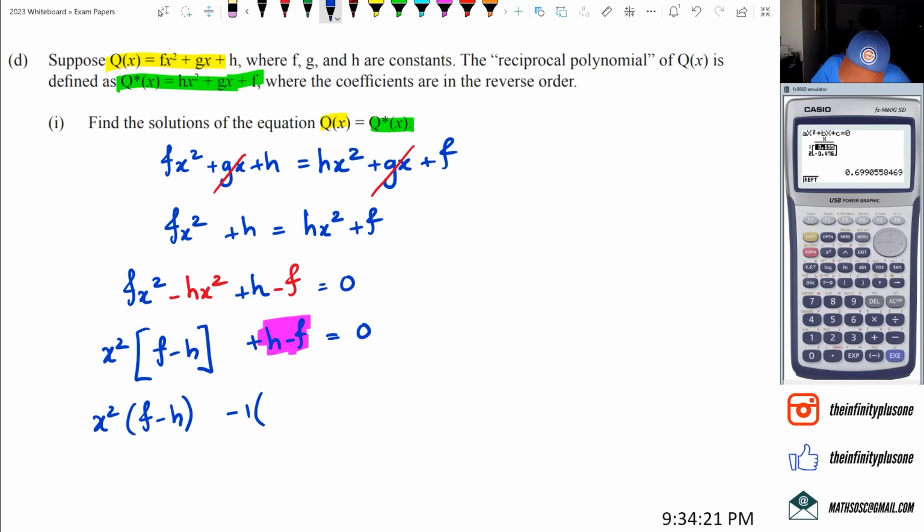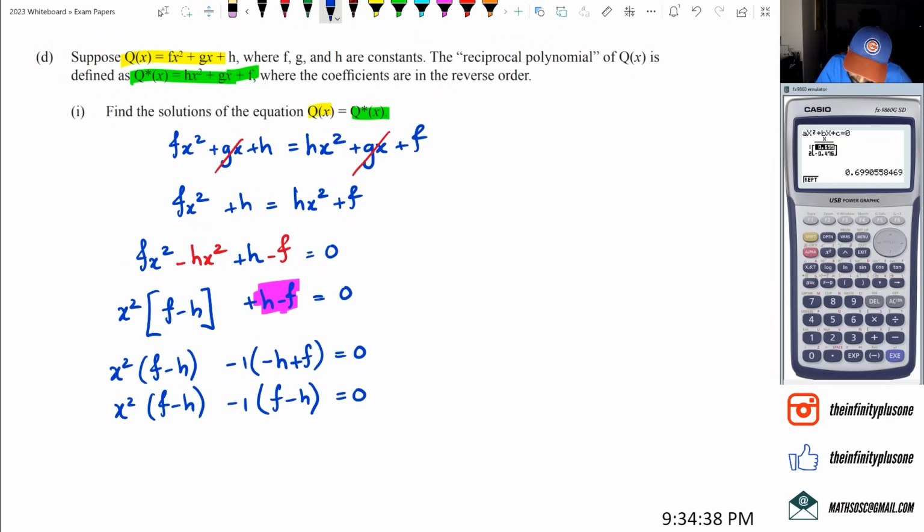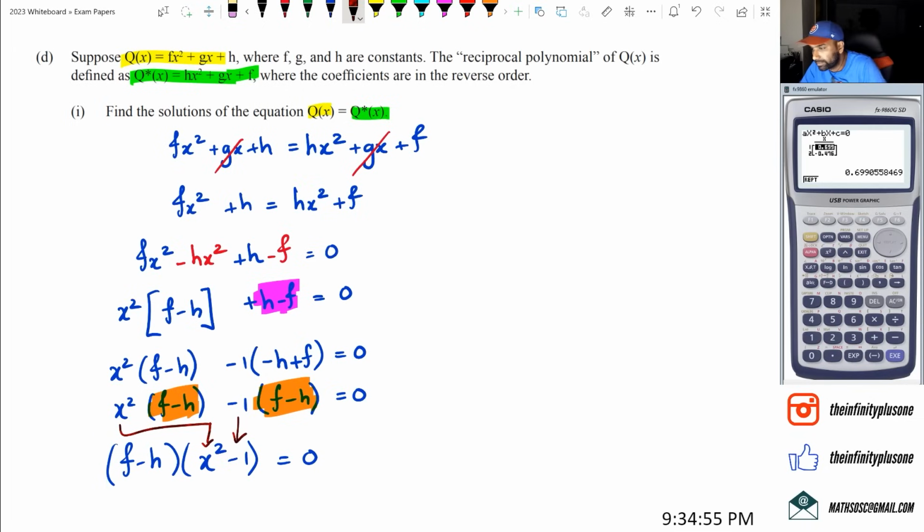If I take out negative 1 as a common factor, I'm going to get negative h plus f. So x squared times (f minus h), minus 1 times (f minus h), is equal to 0. Right now f minus h is a common factor, so I can take out f minus h as a common factor, and I've got (f minus h) times (x squared minus 1) equals 0. Remember that the x squared comes from there, and the minus 1 comes from there.